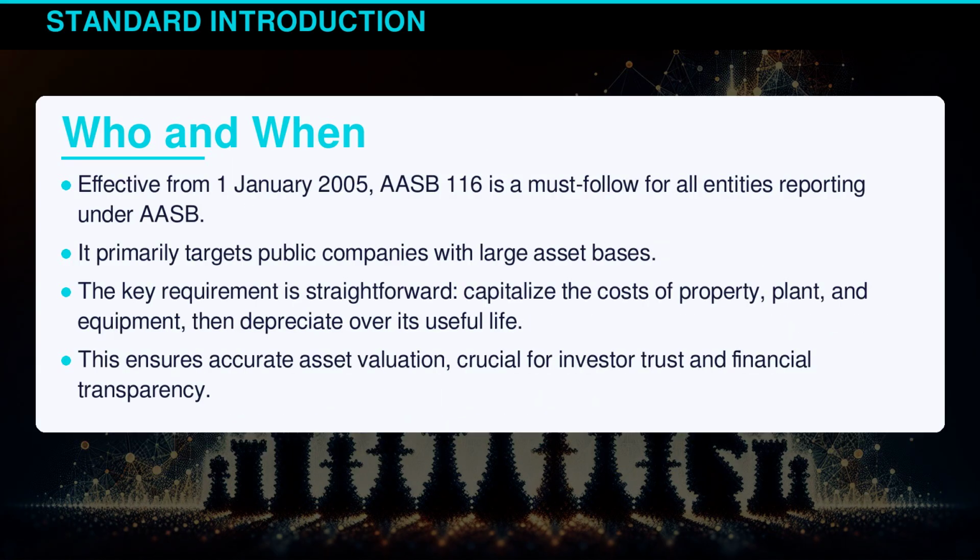Effective from 1 January 2005, AASB 116 is a must-follow for all entities reporting under AASB. It primarily targets public companies with large asset bases. The key requirement is straightforward. Capitalize the costs of property, plant, and equipment, then depreciate over its useful life. This ensures accurate asset valuation, crucial for investor trust and financial transparency.